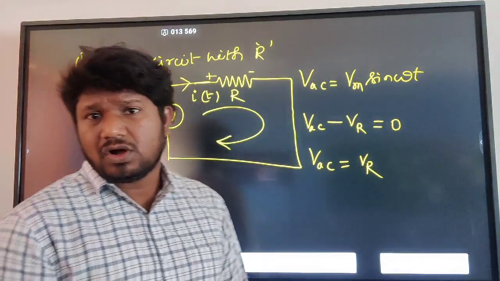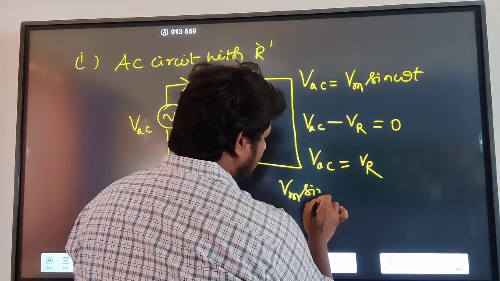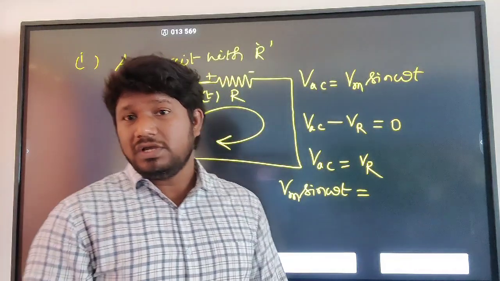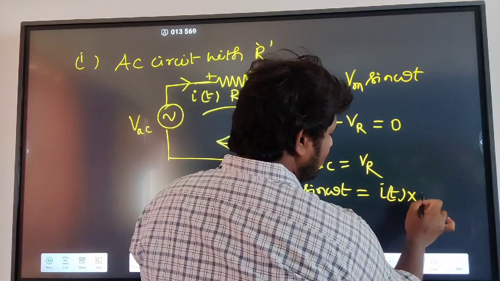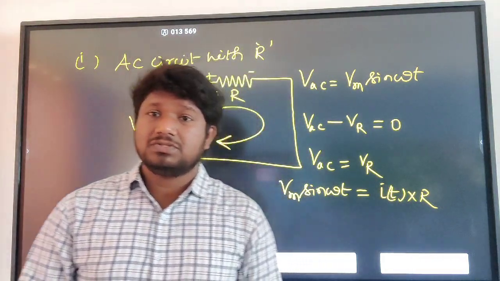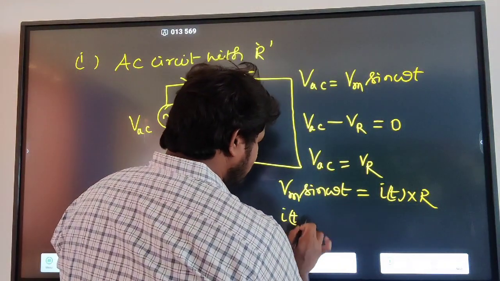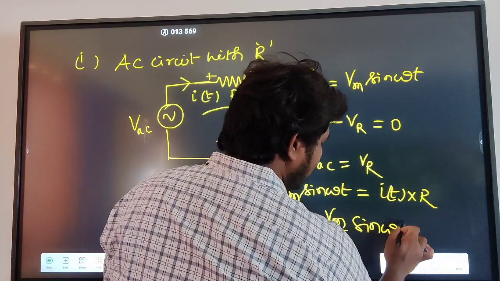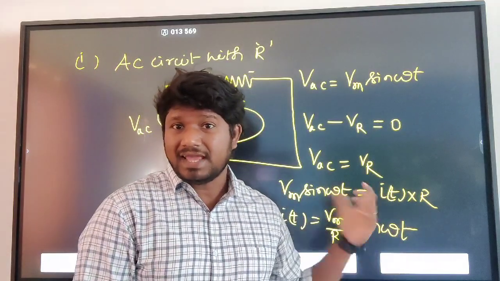Now what is VAC? VAC is nothing but Vm sin omega t. Now what is the voltage drop across the resistor? The voltage drop across the resistor is the current flowing through it times the resistance value. So finally I get the current flowing through the resistor at any instant of time. I of t equals Vm by R into sin omega t. I got the voltage and finally I got the current.